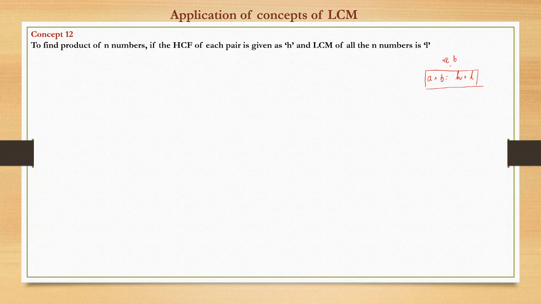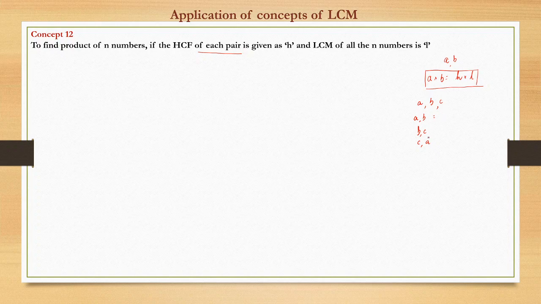Now we'll see what happens if the number set increases from 2 to say 3, 4 or so. To find the product of n numbers, if the HCF of each pair, we should be careful of this word, each pair, is given as H. Let us first consider three numbers a, b, c. The HCF of each pair would be of ab, bc, and ca.